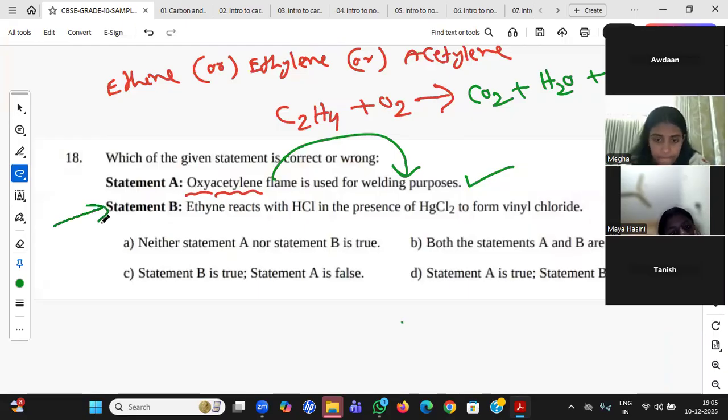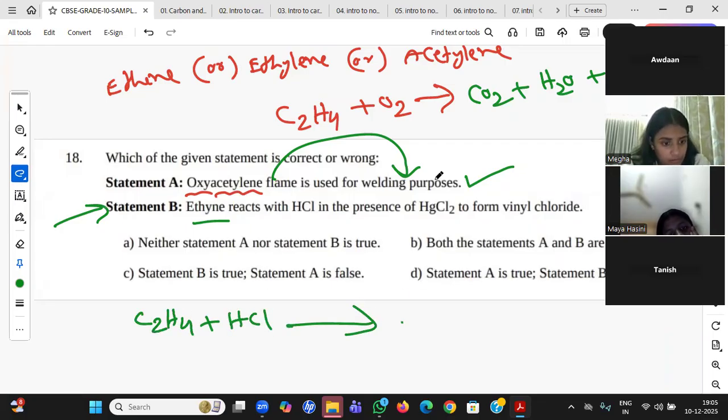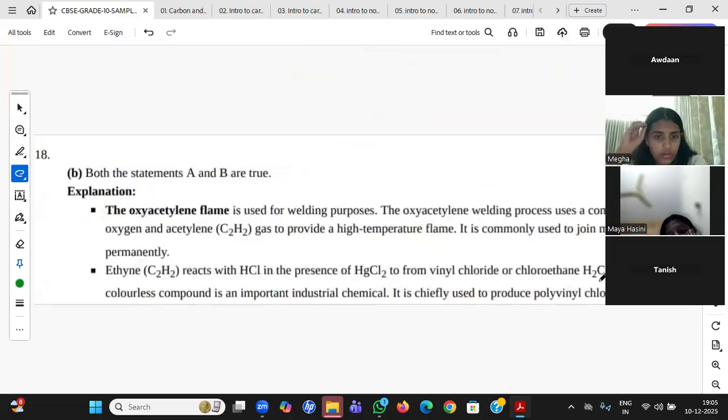Student, this one even I don't know really. Okay, ethane reacts with HCl. What he is saying is ethane, meaning C2H4, reacts with HCl in presence of HgCl2. Sir, ethane is C2H2, right? Not C2H2, right? Yeah. Ethane is C2H2. It's reacting with HCl. What he is saying is he is getting CH2 double bond. No, I don't know. Let me check it. I did not really understand that equation.